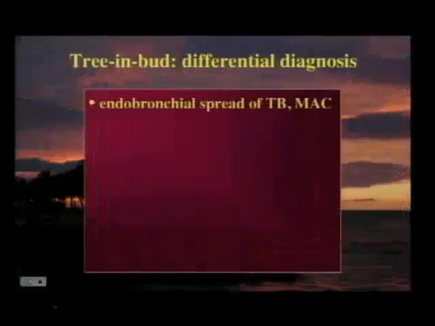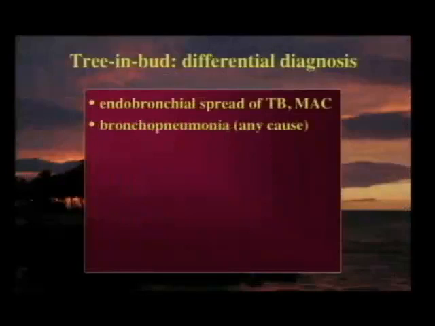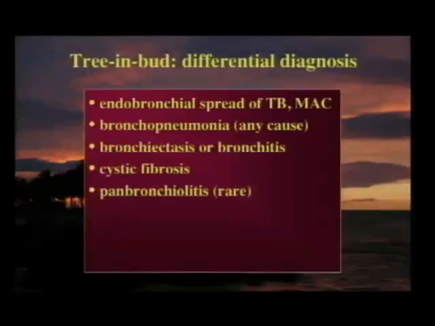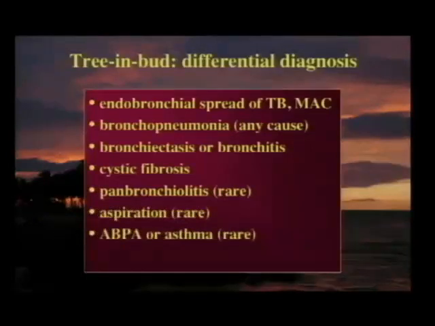Differential diagnosis: endobronchial spread of TB or MAC with infection, bronchopneumonia with infection, bronchiectasis or bronchitis with infection, cystic fibrosis with infection, panbronchiolitis, a disease that's rare in the United States, common in Asia, with infection, aspiration, a rare cause of this, ABPA, allergic bronchopulmonary aspergillosis or asthma with mucus plugging, rare, bronchioalveolar carcinoma, rare. The large majority of causes of this appearance of tree in bud are infection.